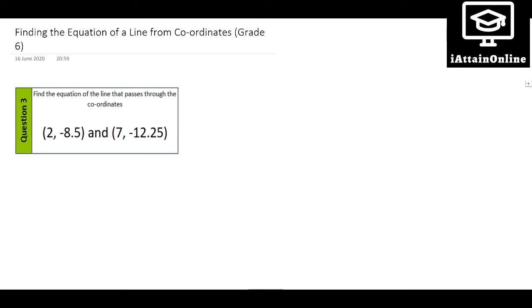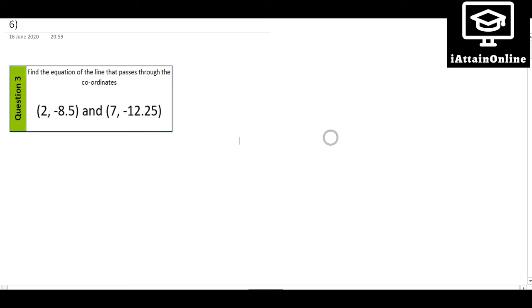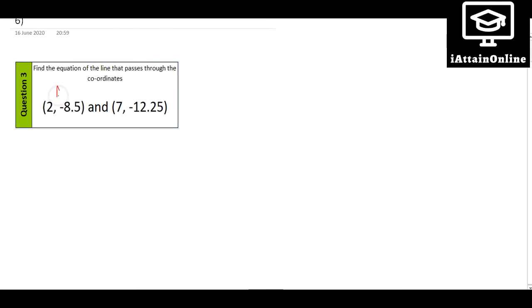Okay, finally, you might also get some questions that have both negative numbers but also some decimal places in there. Again, it's exactly the same thing. This is going to be my coordinate A, this is going to be my coordinate B, and we're always starting with the equation y equals mx plus c.